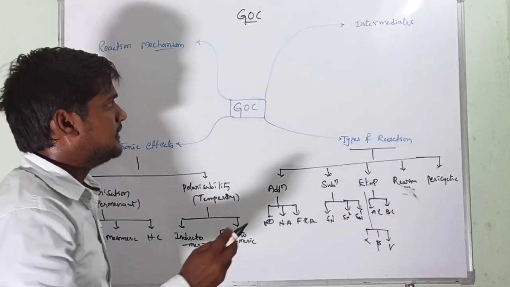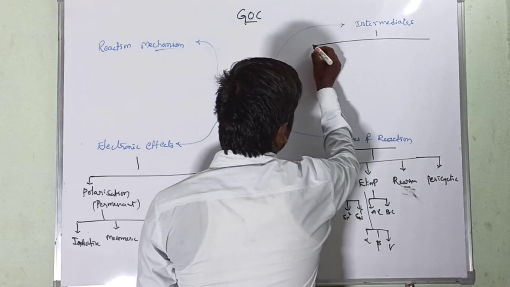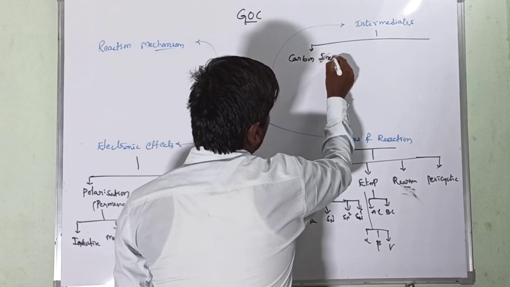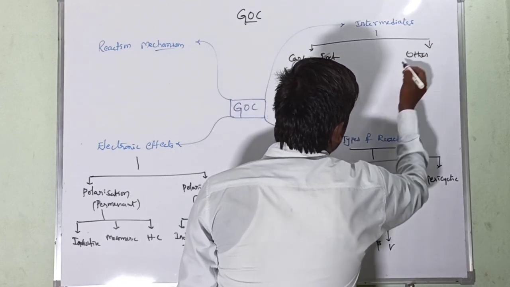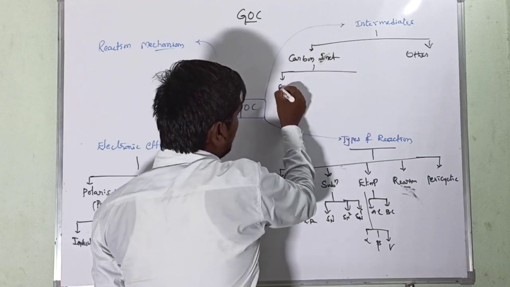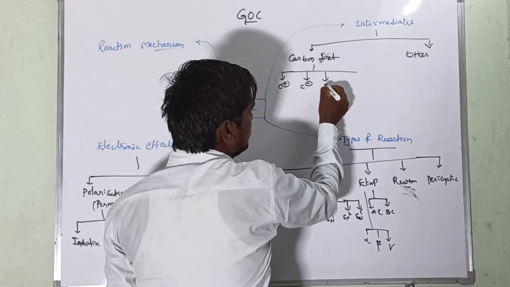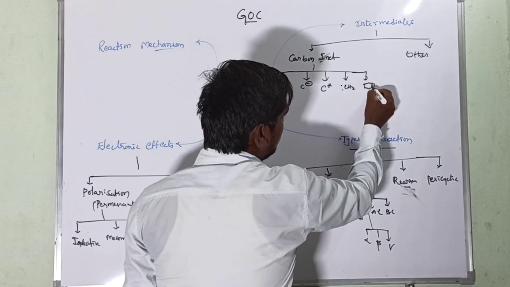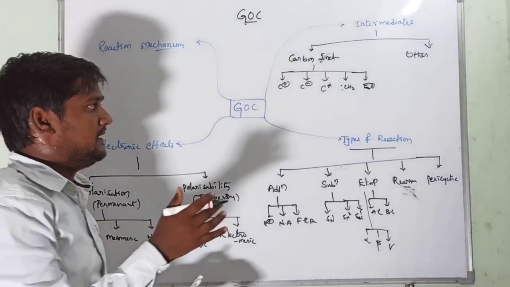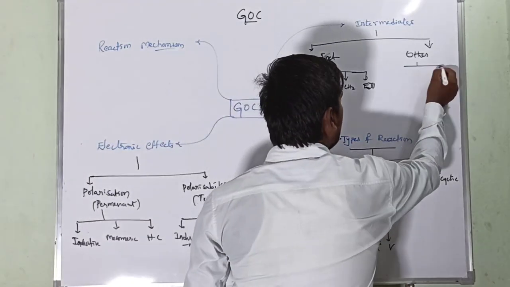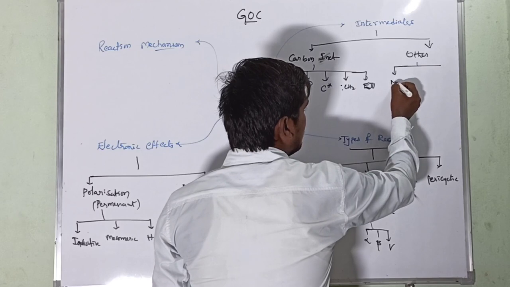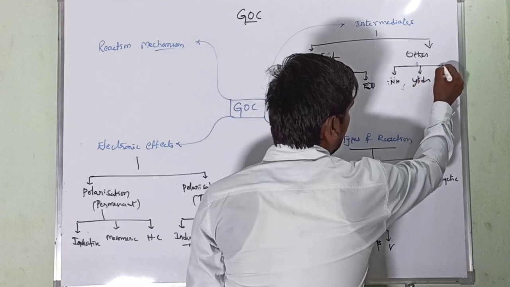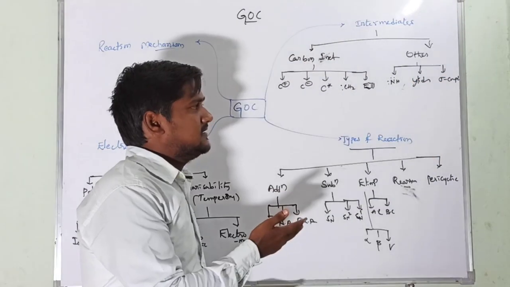Now, intermediates have two types of intermediates. One is the carbon-related intermediates, the other is other intermediates. Carbon intermediates mainly are carbocation, carbanion, carbon free radical, carbene, benzyne. These are the reactive intermediates related to the carbon atom. Now other intermediates are nitrene as well as halides, sigma complex, those type of compounds; those are the other type of intermediates.